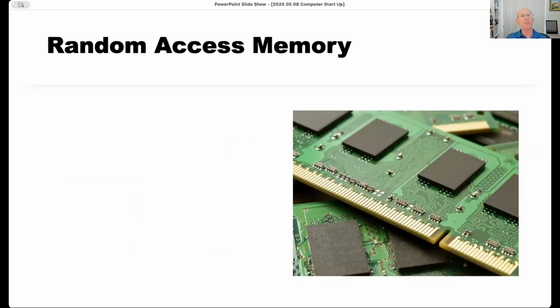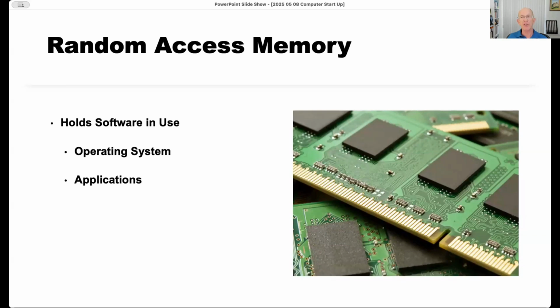Now, there's another type of memory I mentioned. It's called random access memory, RAM for short. It holds the software that's being used on your computer, like the operating system and applications and the data that it's working with. And your computer actually moves things between your random access memory and your disk drive as it needs to create space. But random access memory is really, really fast for your CPU to get to.